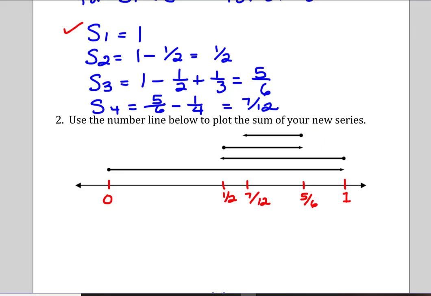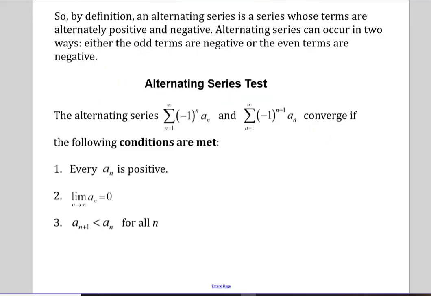By the definition, an alternating series is a series whose terms are alternating positive and then negative. Alternating series can occur in 2 ways. Either the odd terms are negative or the even terms are negative. So here you see the alternating series written where a sub n is my series, and I'm alternating -1 to the n. And in this case, we did -1 to the n plus 1.